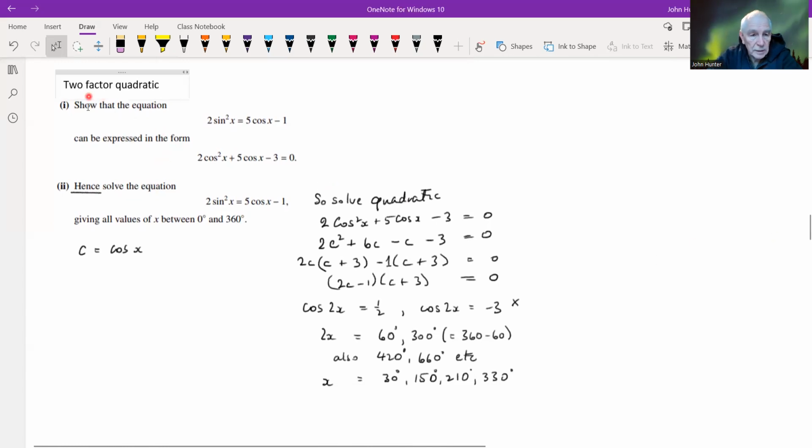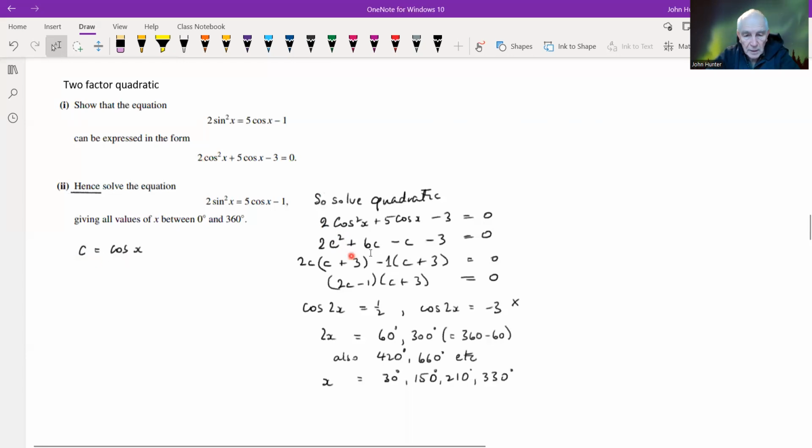So, a 2-factor quadratic. In this case, show that the equation can be expressed in this form. Well, again, we did something similar to this in the last video. Let's just assume that that has been done. So we're going to solve this equation. In order to solve this equation, we're going to solve this equation. Okay. And to solve that, what I've done here is quite convenient. I've just denoted cos x as c, so we can write it with a bit of shorthand, saves a bit of time.